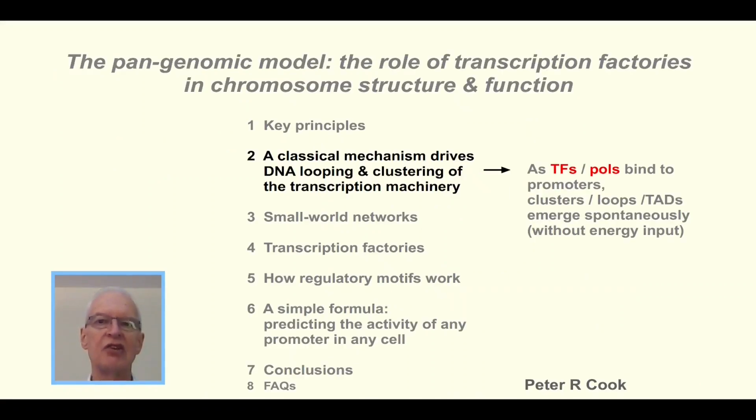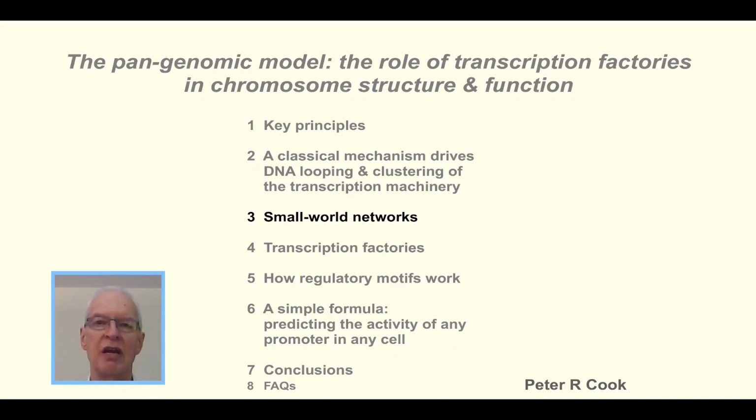So this classical mechanism, to summarize, shows that when the transcription machinery binds, clusters, loops, TADs, and higher order structures emerge spontaneously without any energy input. In other words, we've gone from the simple to the complex. In the next section, I'll show that we can also generate small world networks in an inevitable and simple way.